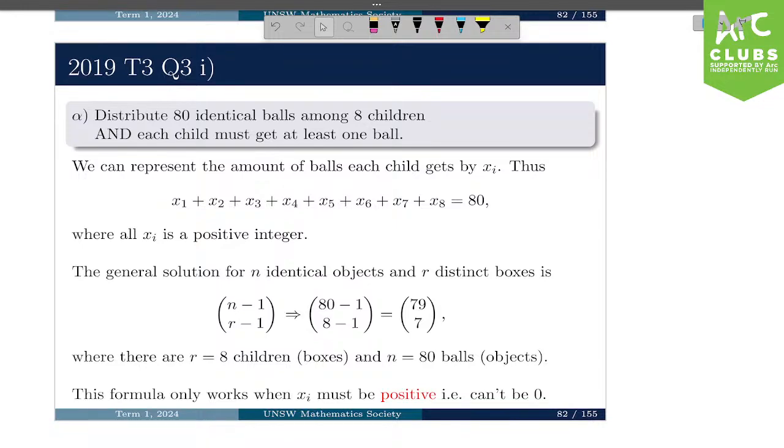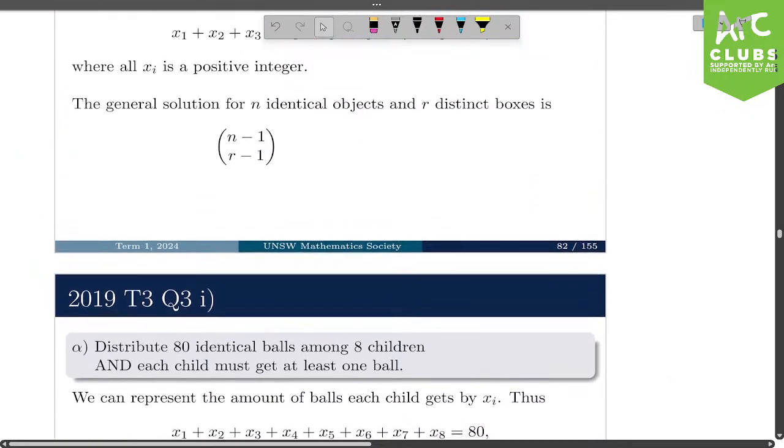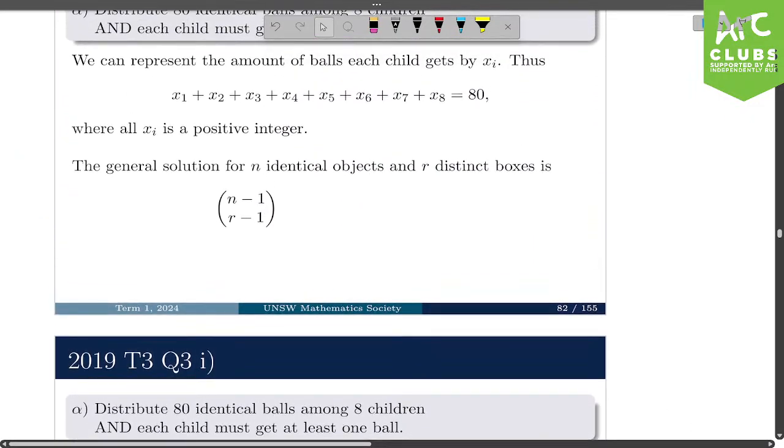But you're not really understanding why that's true. So I'll go over why this works.